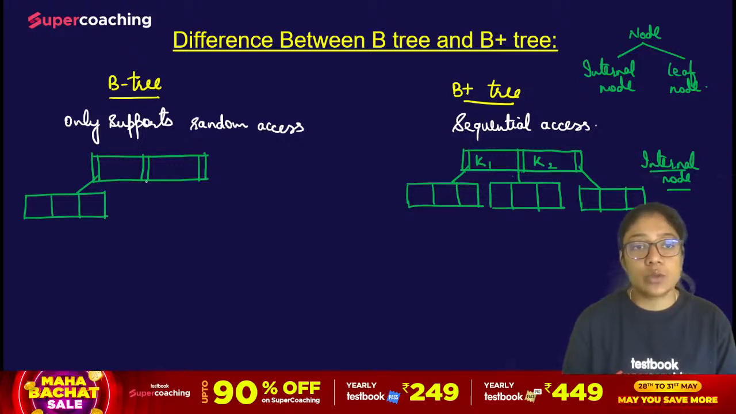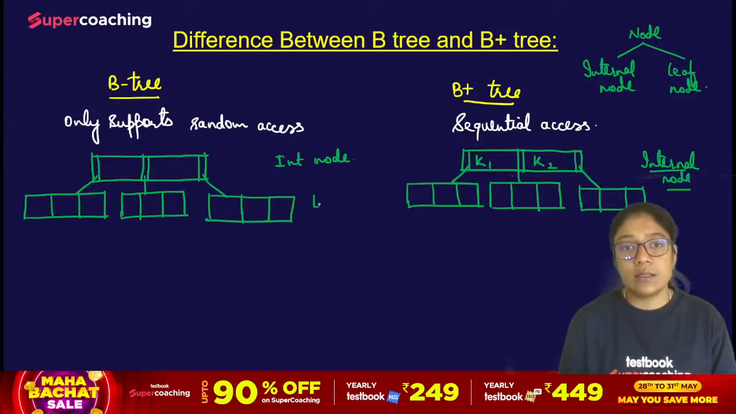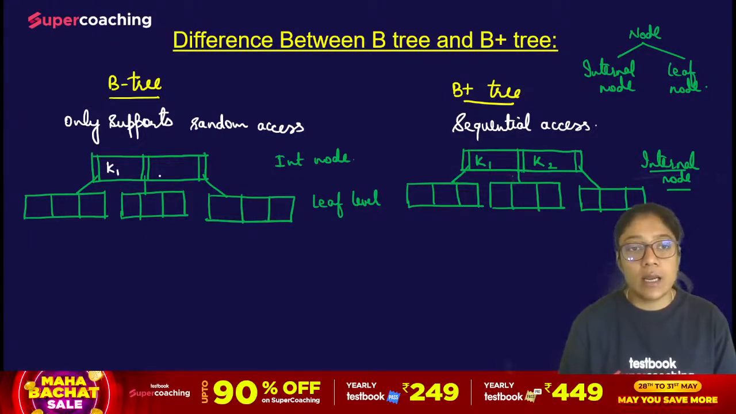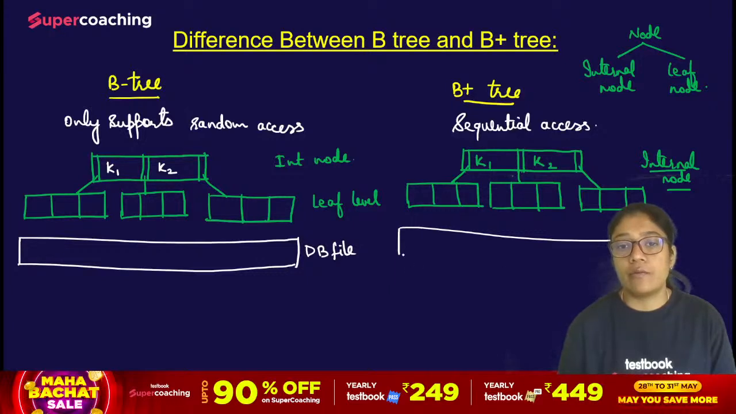So 3 keys we are storing here. This is the internal node and this is the leaf level. Now here key 1 is there, key 2 is there, and let's consider the database file as well. This is the database file where all the records are available.